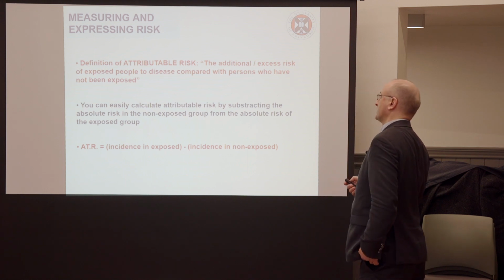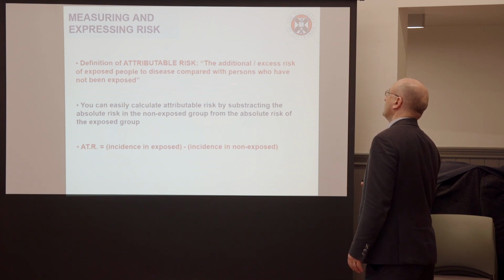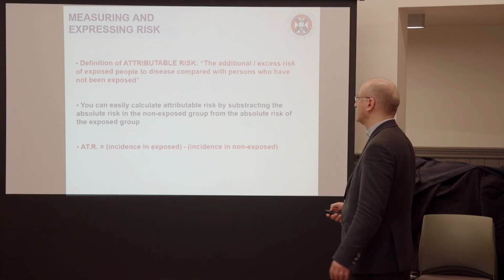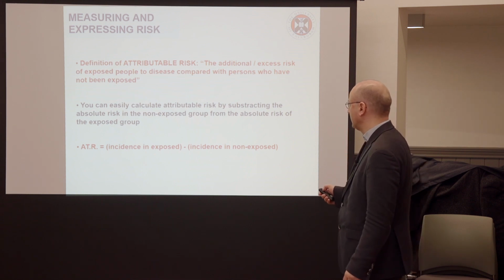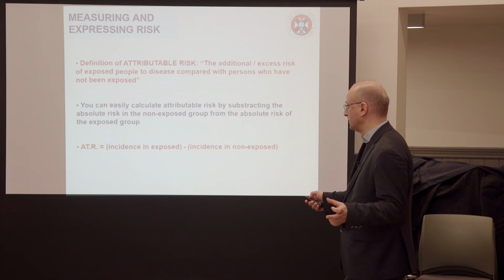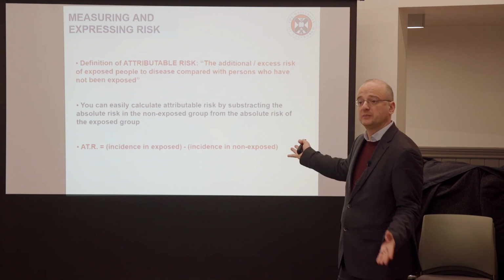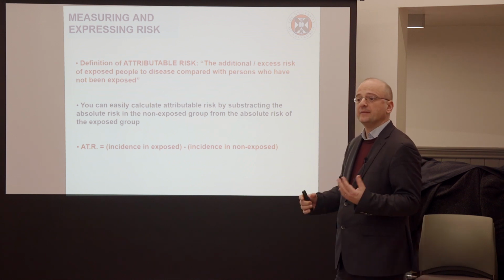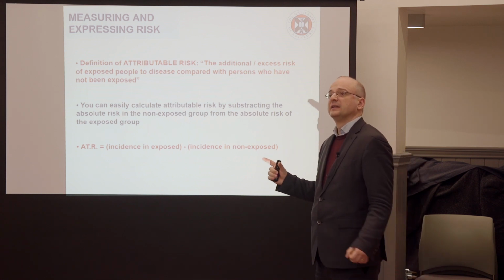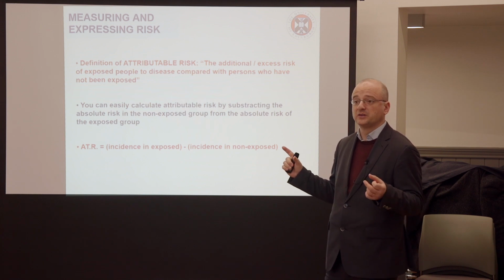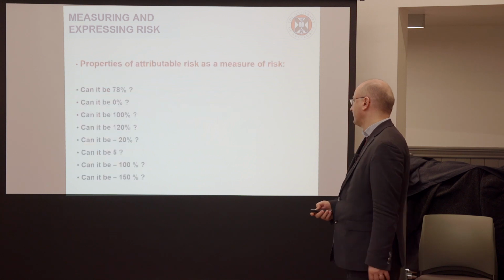How do we define attributable risk? Well, this is the additional or excess risk of exposed people to disease compared with persons who have not been exposed. So you're attributing the risk to this exposure. And you can easily calculate attributable risk by subtracting the absolute risk in the non-exposed from the absolute risk in the exposed. And this is exactly what I was doing in my head while I was showing you this graph. So the absolute risk of exposed was, say, 4 per 100,000. Absolute risk in non-exposed was 0.2 in 100,000. And you subtract this and you get a big difference.